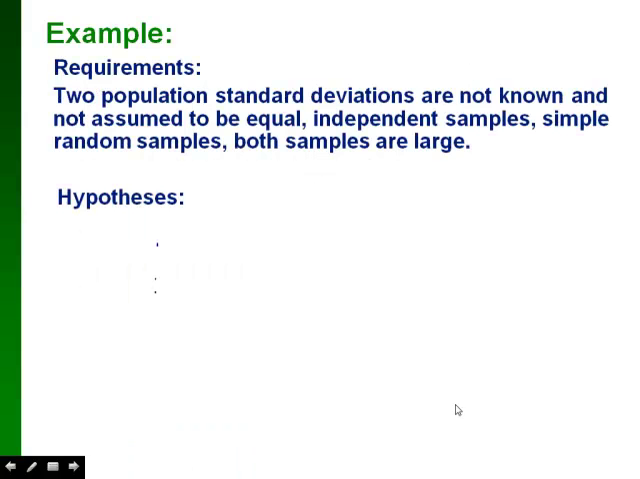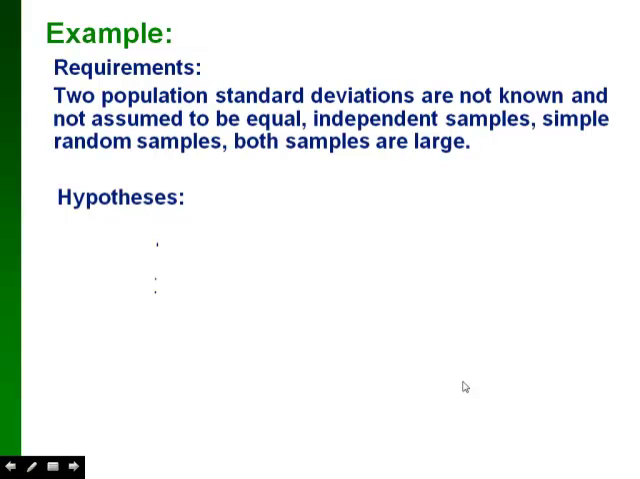So our requirements to do this type of test are all met. We don't know anything about our population standard deviations. We're assuming that they're not equal. We have two independent samples. Both of them we're assuming are simple random samples, and both samples are larger than 30.